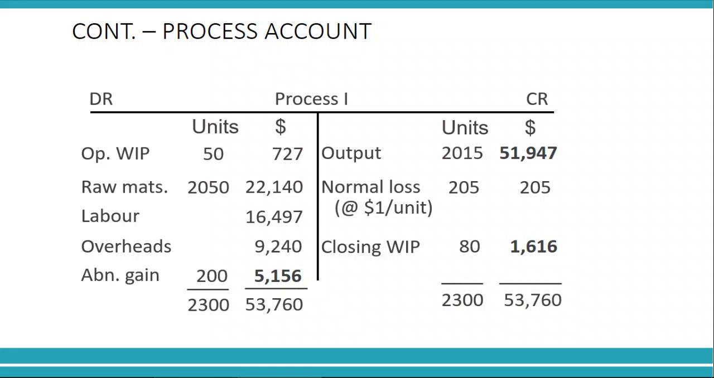So now in the previous example we calculated opening work in process, closing work in process. In this example we took both opening work in process and closing work in process. So this T account, this process account, this ledger account, is a complete reflection of your process costing, in which you have opening work in process, closing work in process, normal loss, and abnormal gain. If we had some abnormal loss, we would have put it here on the right side.